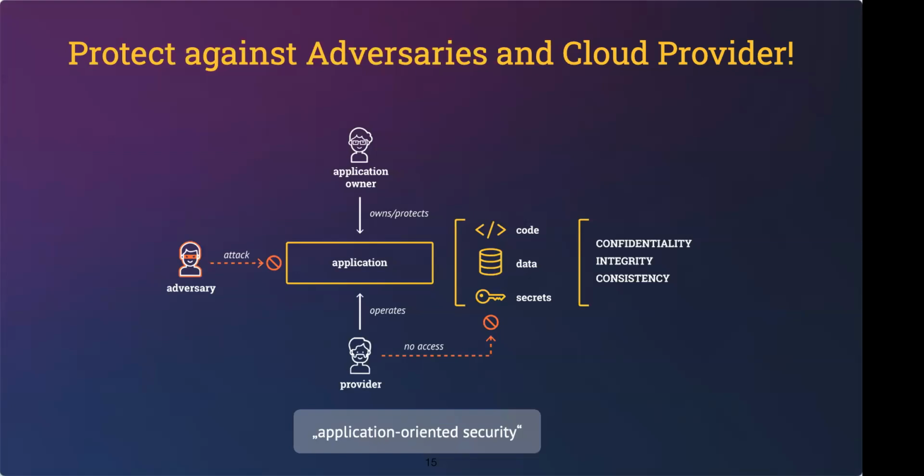And here, the adversary might be an external hacker, but it might also be the cloud provider. We have requirements, for example, in the electronic health domain, that the cloud provider must not be able to look into my application. The cloud provider can operate the infrastructure, can manage the infrastructure, but it must not be able to access the application. Okay, so we need to protect our application.